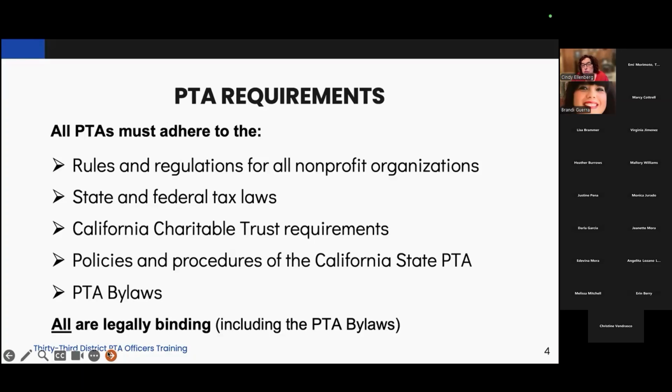The policies and procedures of the California State PTA are also guidelines that we must follow. And of course, your PTA bylaws. All are legally binding, including PTA bylaws. We can't disregard any of them. And the majority of the rules and regulations that we must follow are because we're nonprofit charitable trust organizations.